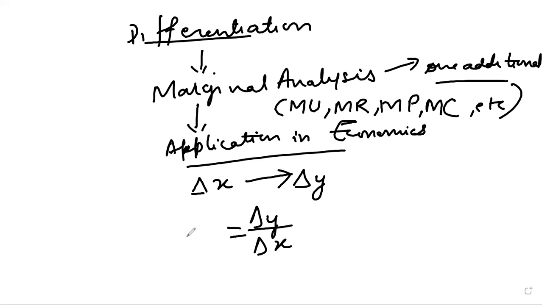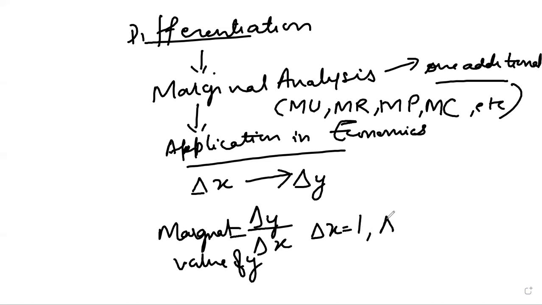When x changes by 1 unit, how much will the value of y change? So this is known as the marginal value of y. Now, what do we mean by marginal value of y? That when x is changing by 1 unit, y will change by this marginal value of y. We can write it as MY.